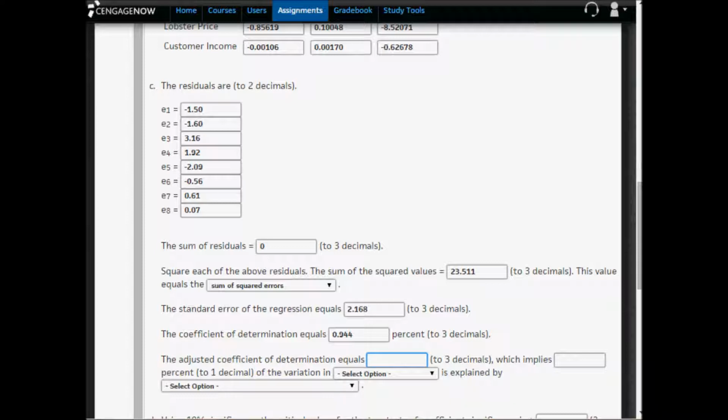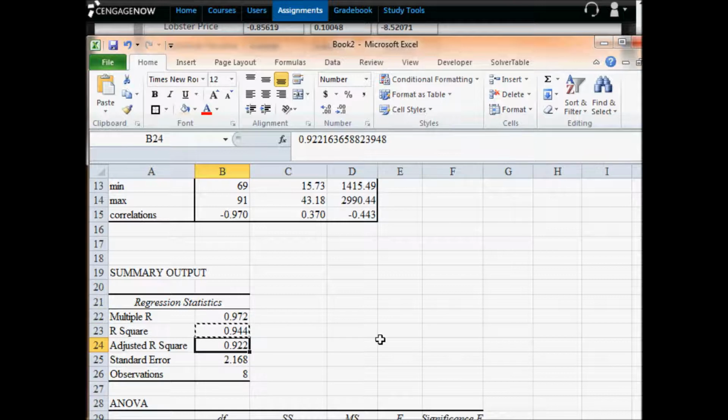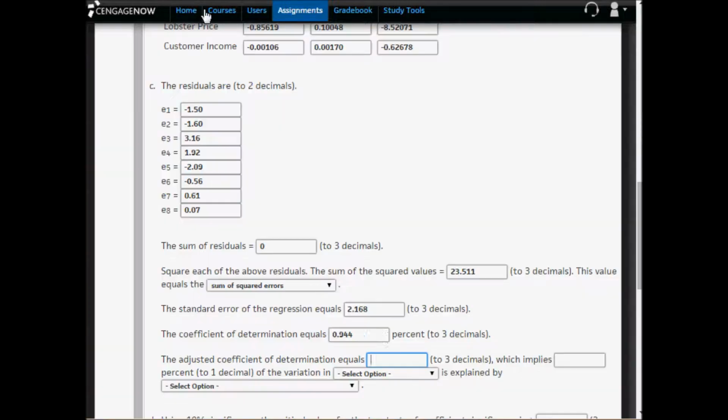If your goal is to make the coefficient of determination 1, you can just include a bunch of irrelevant information and you can get a high R square, which doesn't mean you built a good model. So you have to adjust for the number of variables that are added to the model. And the adjusted R square is 0.922. It's slightly lower than the R square.